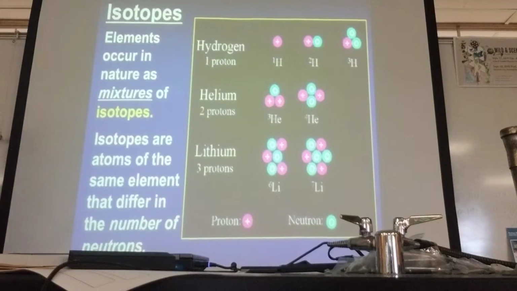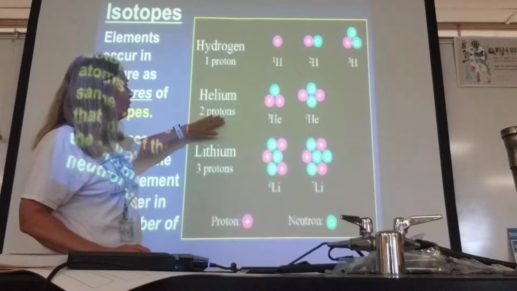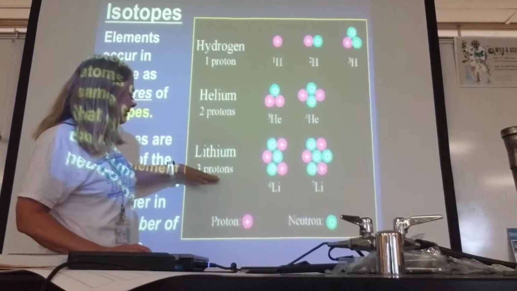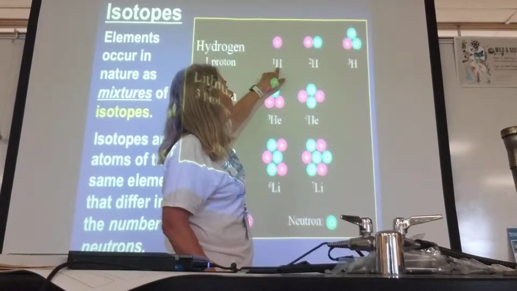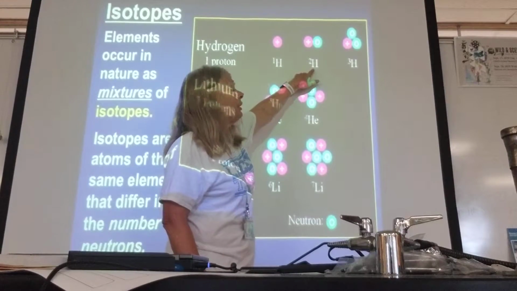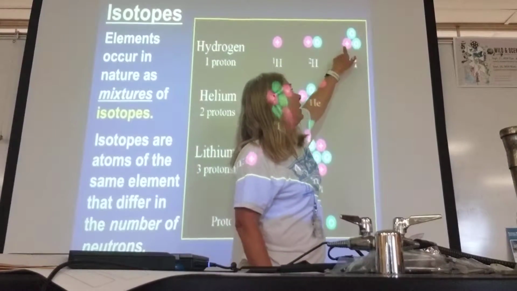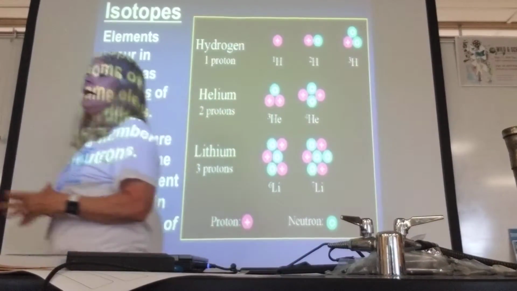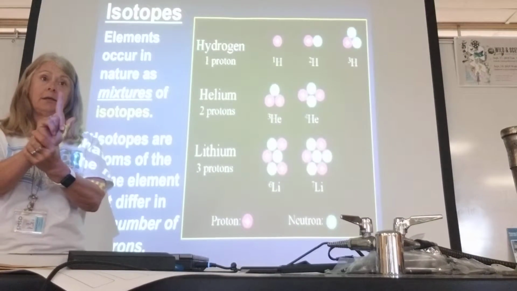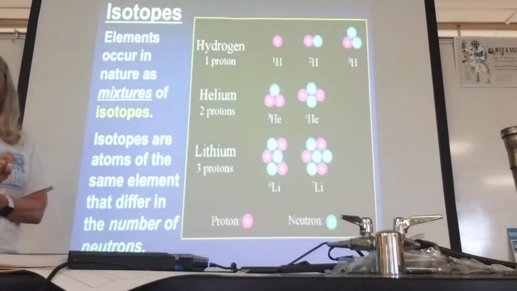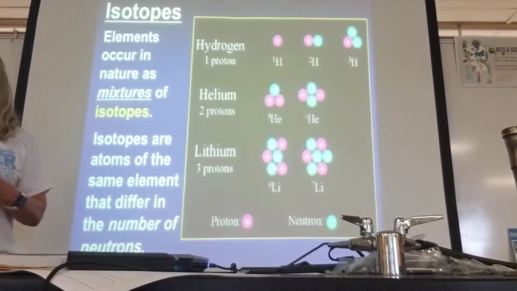Here is one of them that we looked at yesterday. Hydrogen with 1 proton, helium with 2 protons, lithium with 3 protons. Here is the regular hydrogen with mass number of 1. Here's deuterium with 1 proton and 1 neutron. And here's tritium with 1 proton and 2 neutrons. They're all hydrogen because they have this characteristic, 1 proton. But what's different about them? The number of neutrons, which also means that the mass number is different.